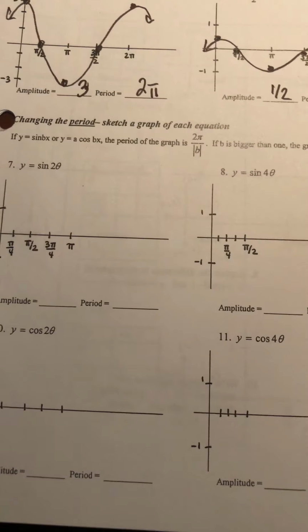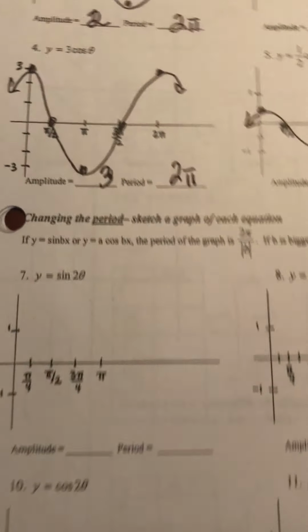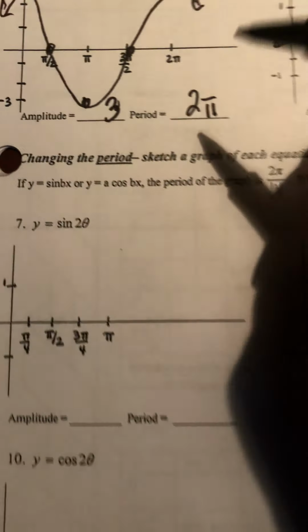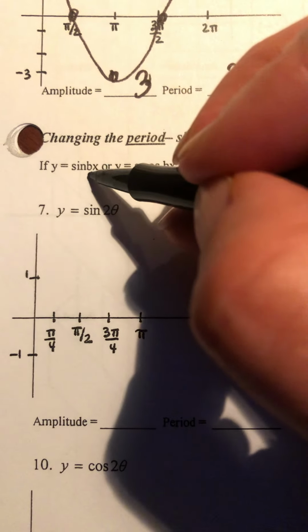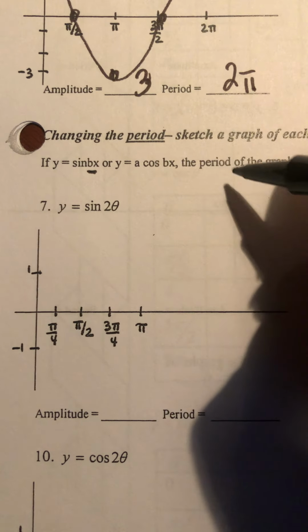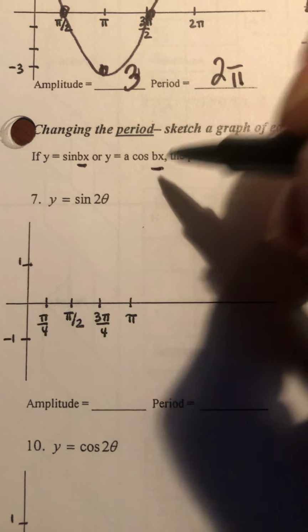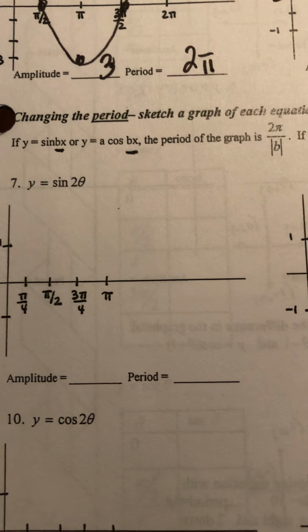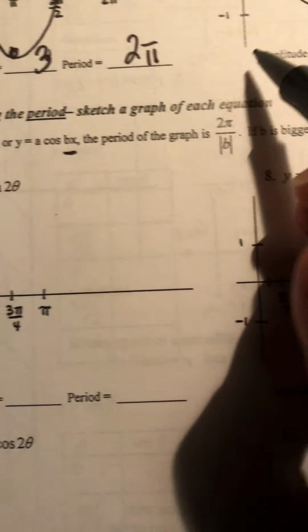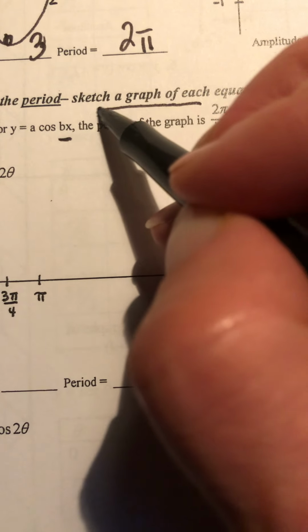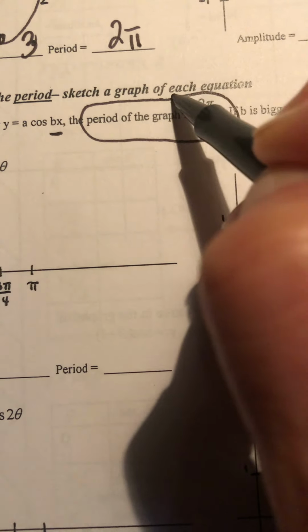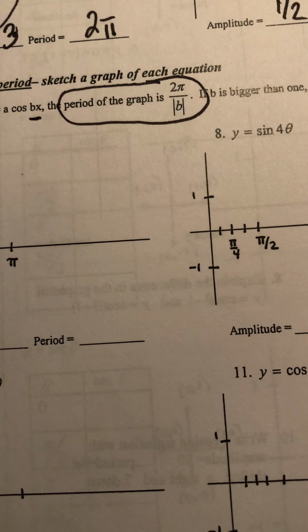The last thing we're going to do is change the period of the sine and cosine wave. And when we change the period, what we're going to do is add a number in front of the x. And we call that number b. And you might want to highlight this little formula. The period of this graph is 2 pi over b.